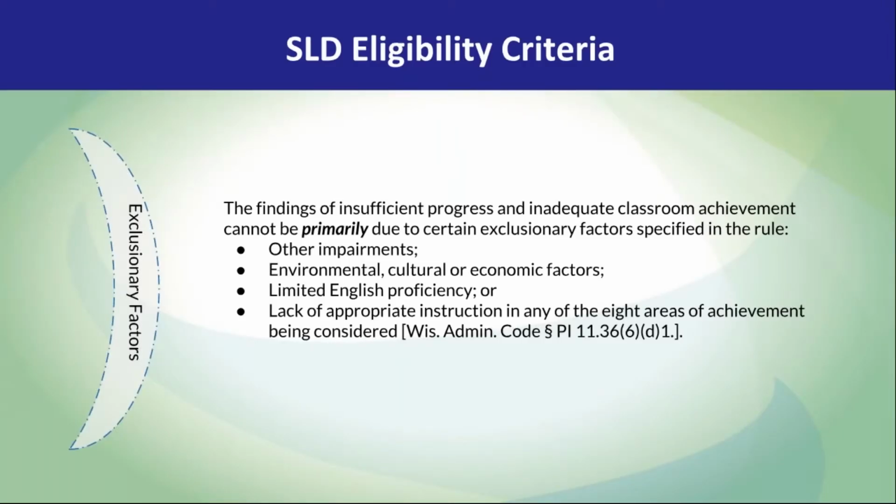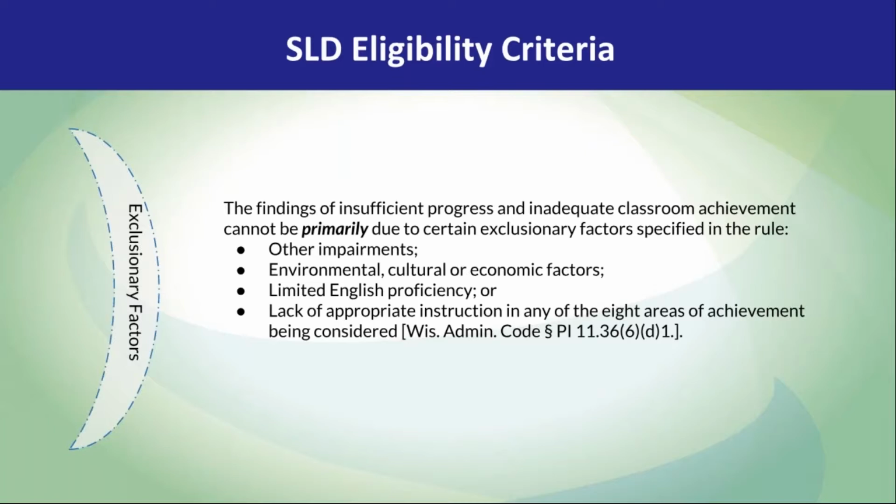So after you've done all that, you've got your progress monitoring data, and let's say the student is not at the same rate as their peers, and then you have achievement scores that are low, then you say, okay, so they meet these criteria. Now we need to put them through the lens of exclusionary factors. What that really means is that the challenges the student is having with their academics, with their ability to move forward and make progress in reading and math or writing or those other areas, cannot primarily be due to the things listed on this slide. So other impairments, environmental, cultural, economic factors, limited English proficiency, or lack of appropriate instruction.